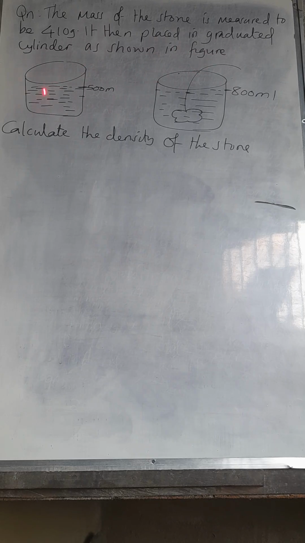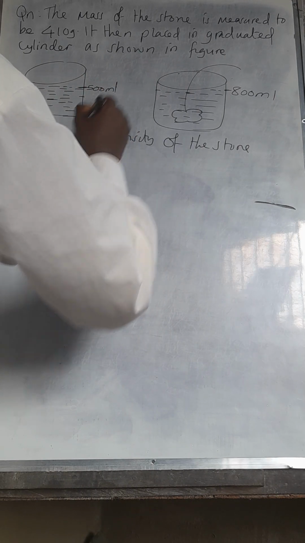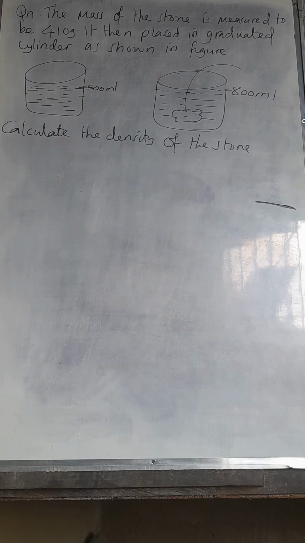You may see this is the measuring cylinder. First, see the volume is almost 500 mL. Then the stone is placed inside the graduated cylinder, which has the liquid as you see, and the volume of the liquid rises to almost 800 milliliters. So what is the density of the stone?